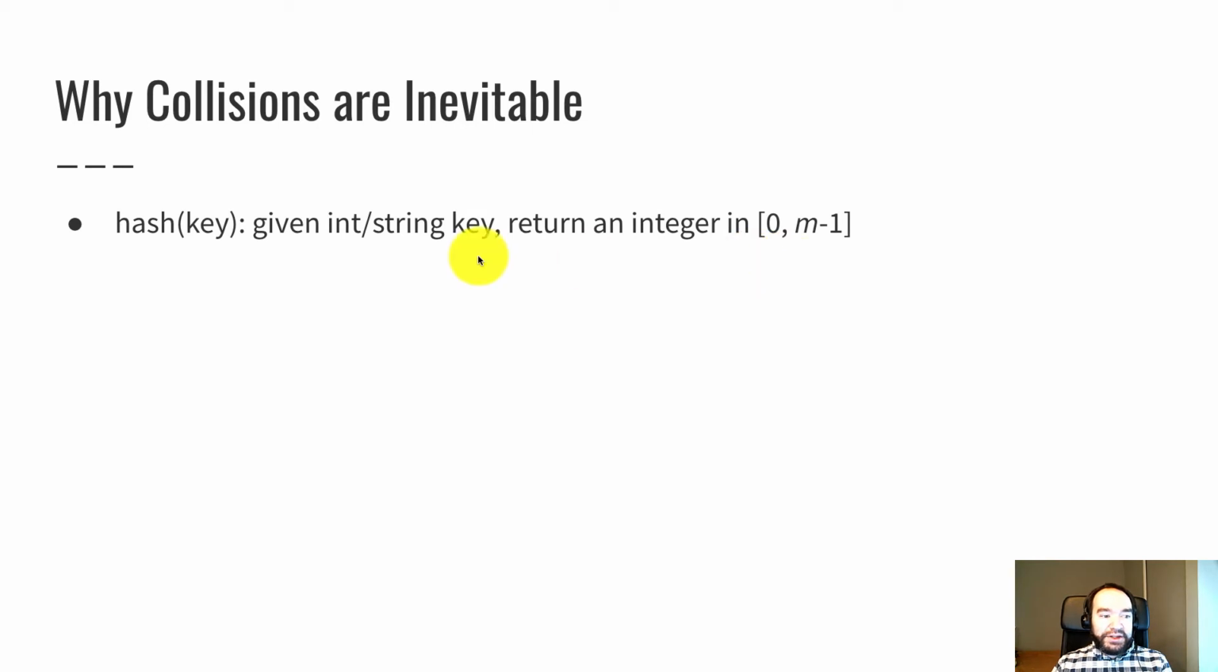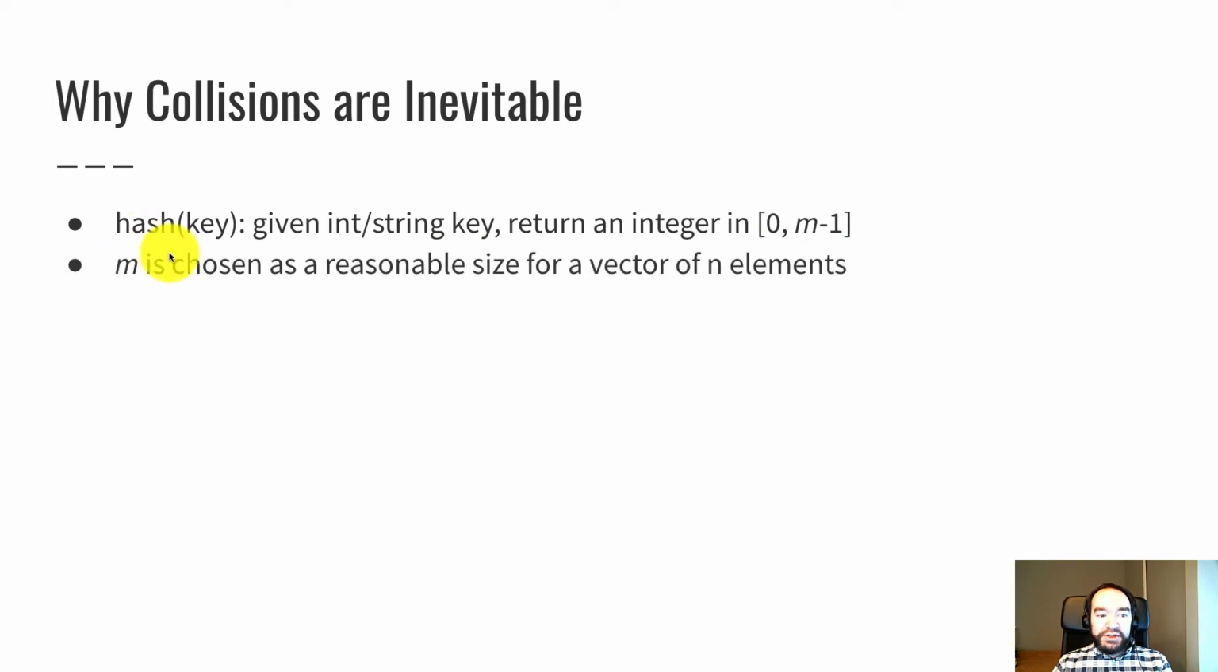So hash of key, again, is a function that's given a key data object, probably an int or string, and it needs to return an integer that's a legal index for an m element vector. Namely, it needs to be an integer in the range 0 through m minus 1. M is going to be chosen as a reasonable size for a vector of n elements. For example, we might define our data structure to keep m always less than or equal to 2 times n. Here n is the number of pairs in the hash table.